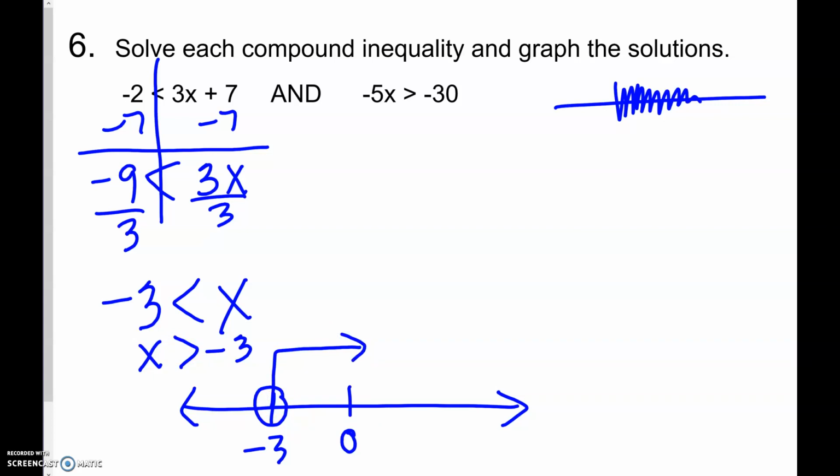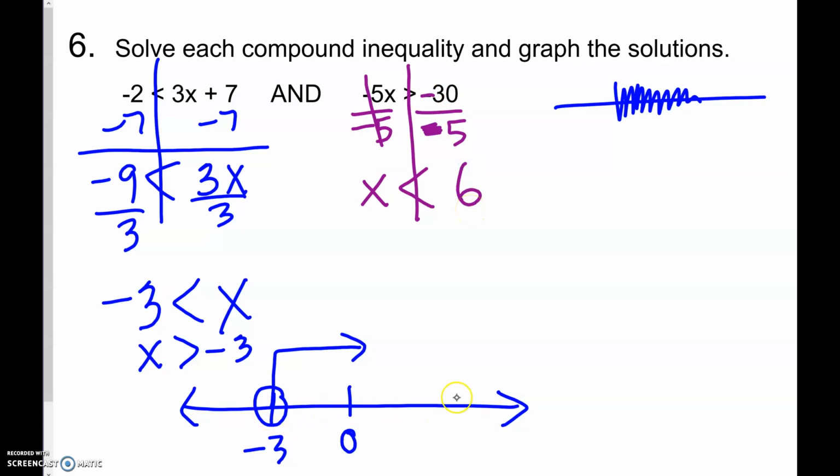All right, second problem over here. So now we've got a -5 by the x. So that says -5 times x. The opposite of times, we are going to divide by a -5. So here our -5's cancel out, and I divided by a negative number. Anytime you divide by a negative, you must flip that sign. And a -30 divided by a -5 is a +6.